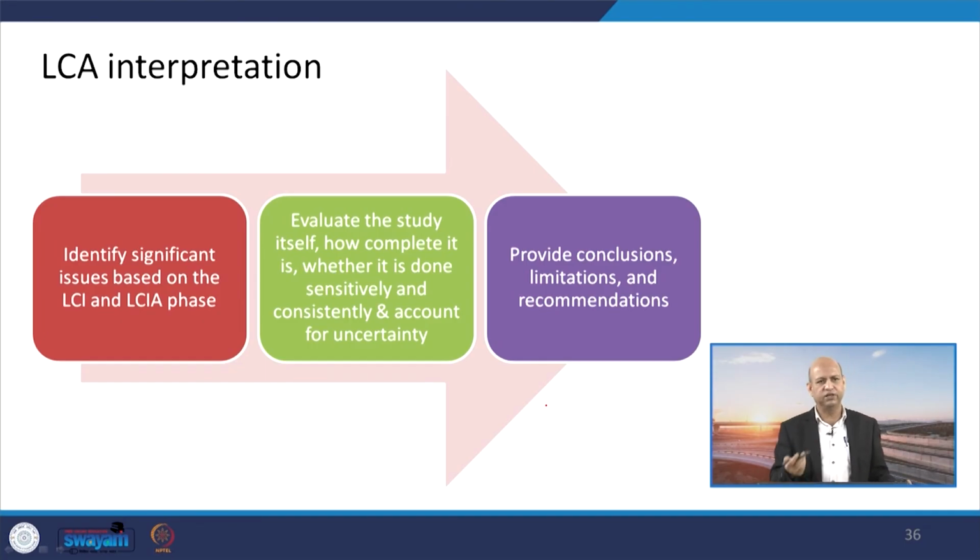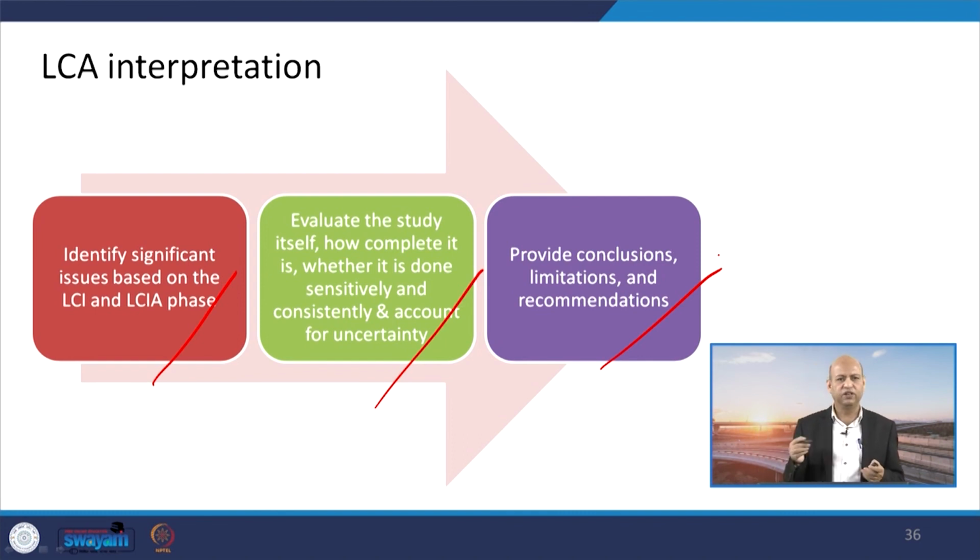Interpretation is a very important exercise, otherwise if you are not giving some sort of insights and good interpretation and description, then again there is no use of that data, because policy makers need a very simplified way of interpretation and conclusion. So, we need to identify significant issues based on the life cycle inventory and life cycle impact assessment phases, and we have to evaluate and complete it in all aspects, and sensitivity or uncertainty analysis has to be carried out. Then we can provide the conclusions, limitations, recommendations, all those can be listed, so that it can help policy makers to have an informed decision, right.